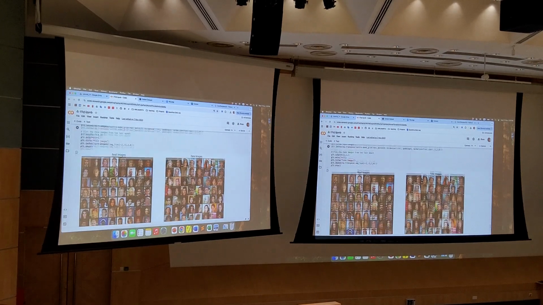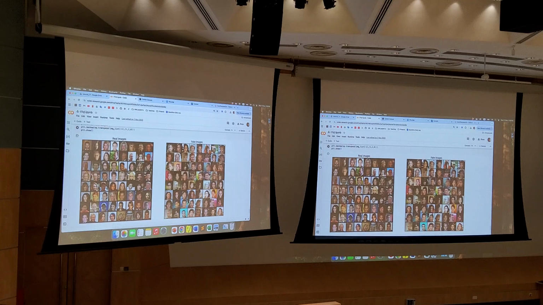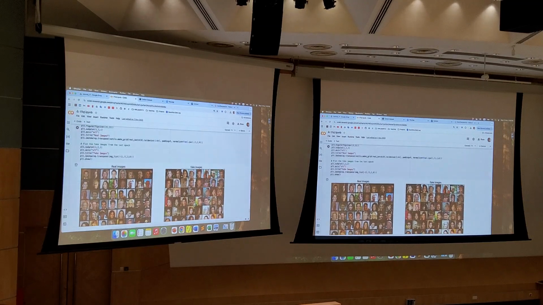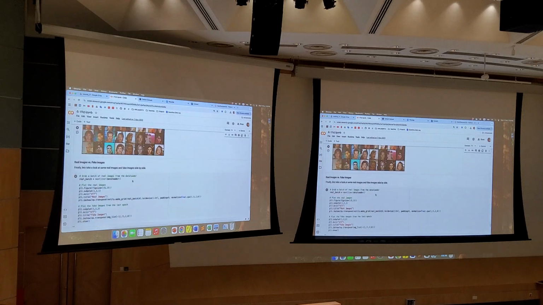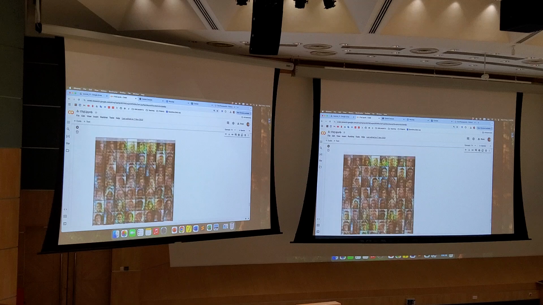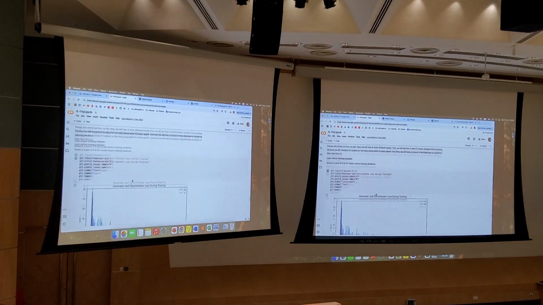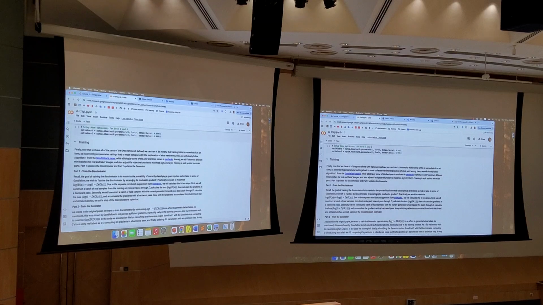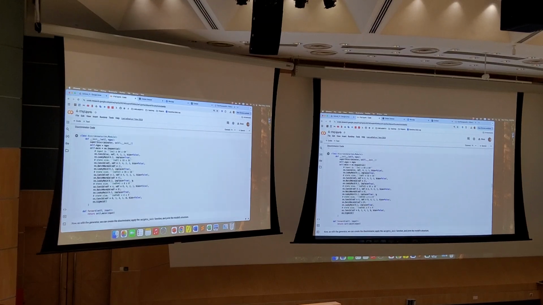Then you can plot the real images and fake images side by side, and compare the results with the ground truth. So it's a very straightforward tutorial for GAN, and you can have a look at it and try to run it.